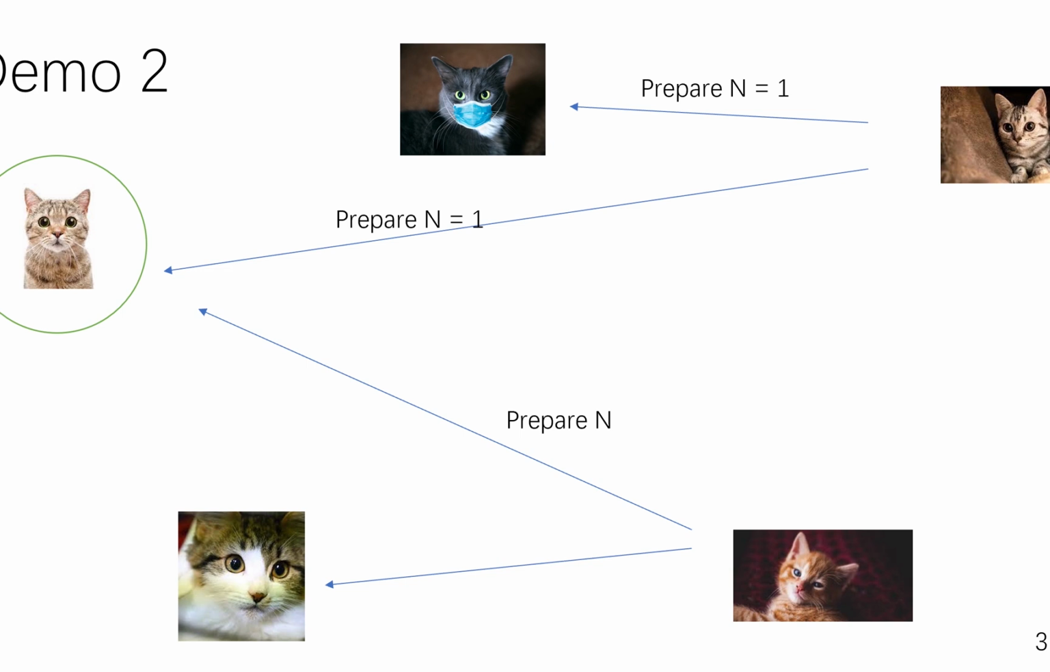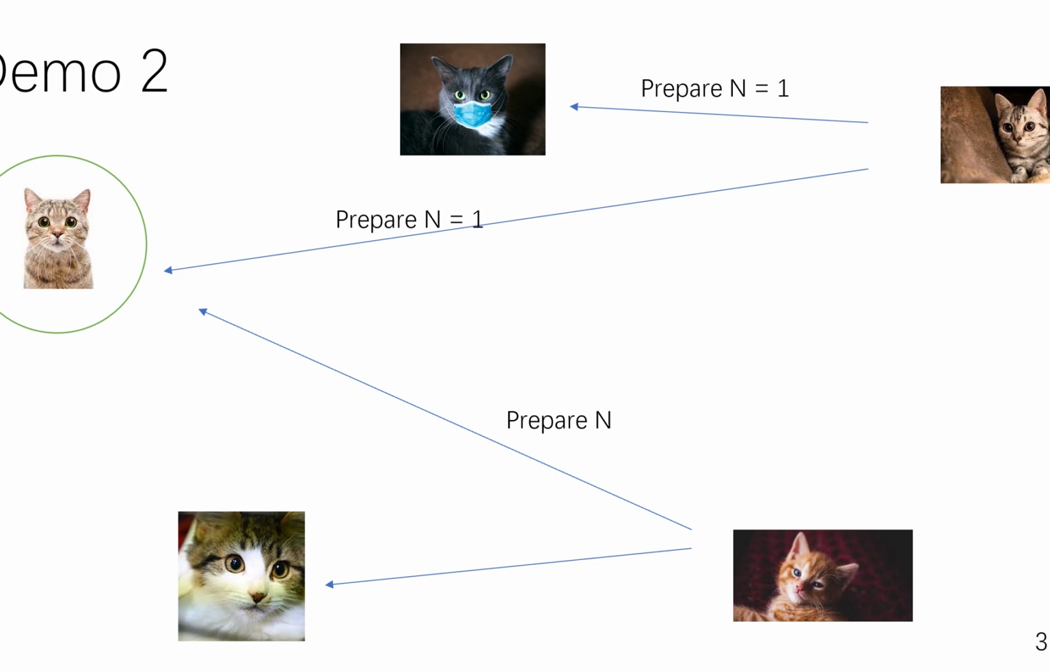The second situation is that the prepare n equals 1 message reaches first, and the prepare with a smaller n, for example n equals 0, reaches second, but before the cat accepts the request from the top right cat. Therefore, the cat just ignores the prepare n equals 0, because it has already got n equals 1.